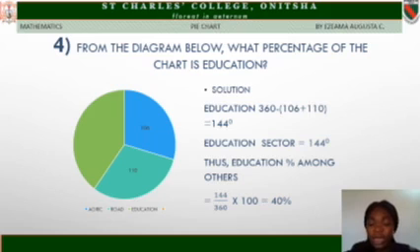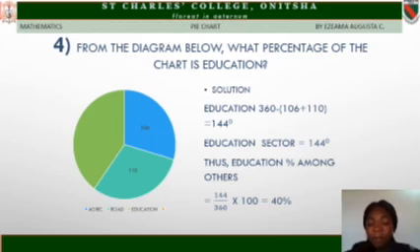Now, how do we get that of education? The educational sector is 144 degrees. How do we get that? When you sum up the 106 and the 110 for agric, subtract it from 360 degrees, which is the sum of angles in a circle, it will give you 144 degrees.